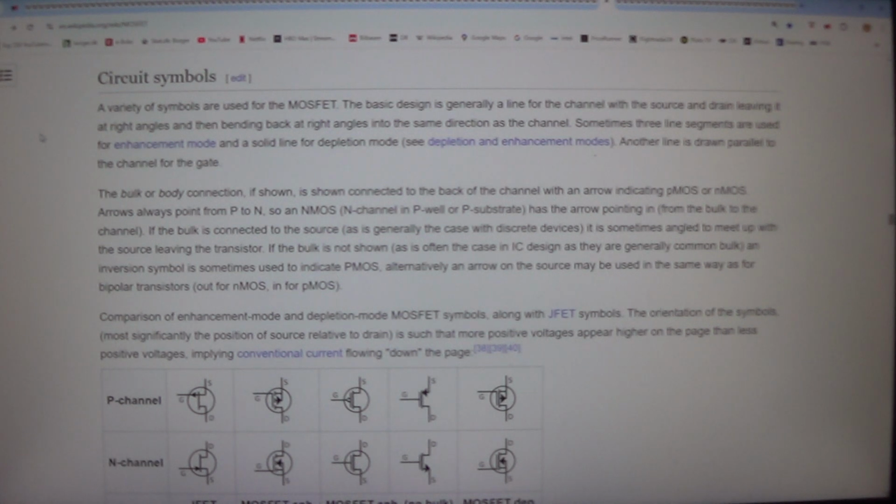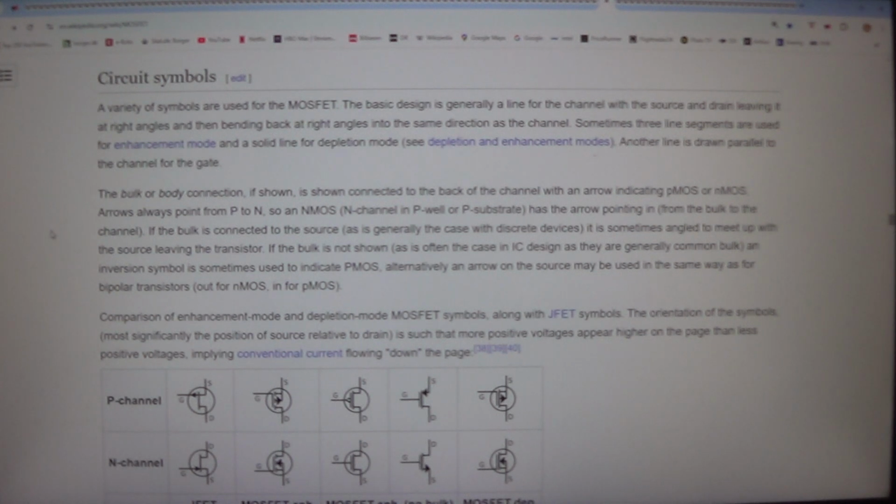The bulk or body connection, if shown, is shown connected to the back of the channel with an arrow indicating PMOS or NMOS. Arrows always point from P to N, so NMOS, N channel in P well or P substrate, has the arrow pointing in, from the bulk to the channel. If the bulk is connected to the source, as is generally the case with discrete devices, it is sometimes angled to meet up with the source leaving the transistor.